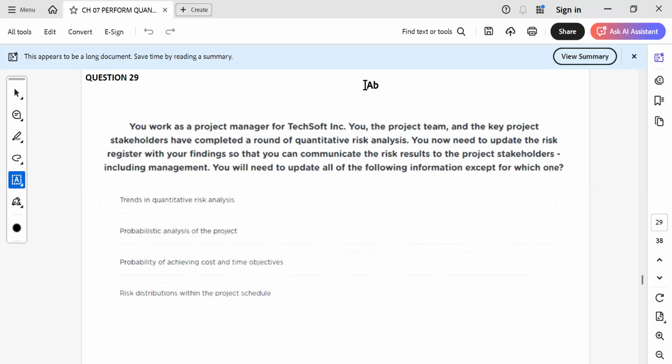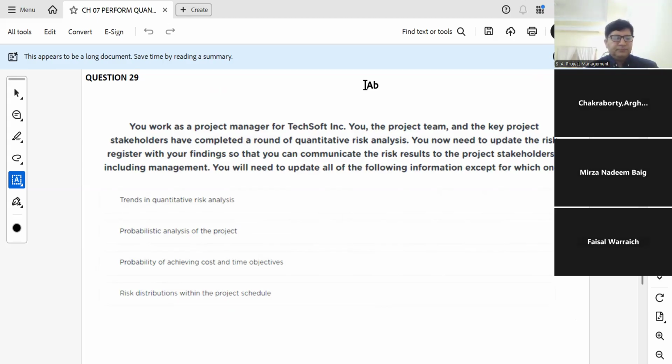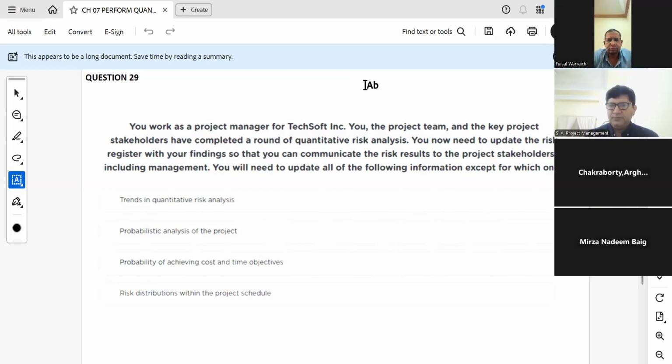You work as a project manager for TechSoft Inc. You, the project team, and the key project stakeholders have completed a round of quantitative risk analysis. You now need to update the risk register with your findings so that you can communicate the risk results to the project stakeholders, including management. You will need to update all of the following information except for which one? Trends in quantitative risk analysis, probabilistic analysis of the project, probability of achieving cost and time objectives, risk distribution within the project schedule.